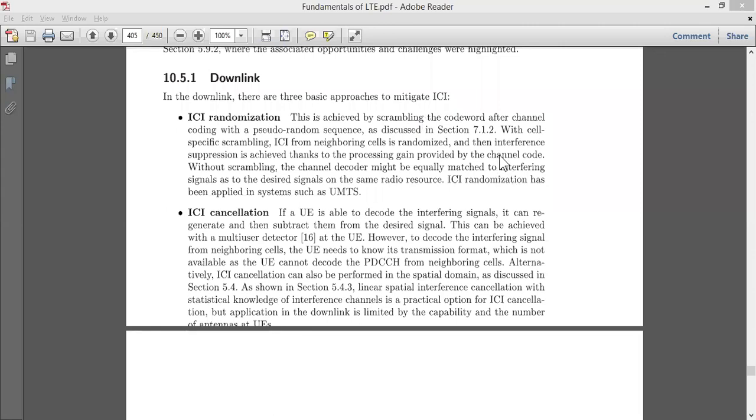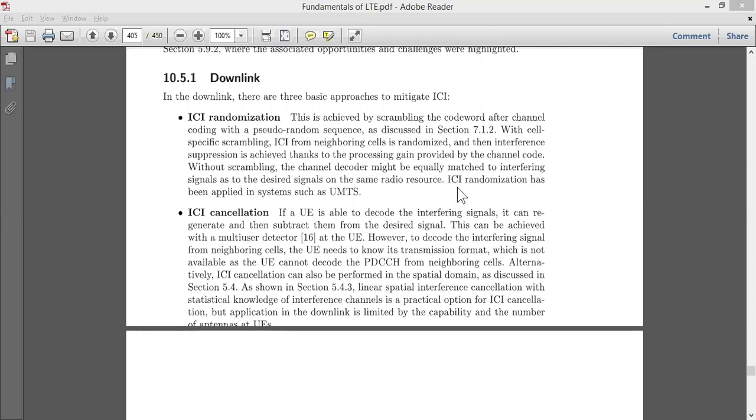Okay, and what happens if you do not scramble? If you want to transmit the same data, that is, if you want to download the same data without any scrambling at the channel coding, then the channel decoder might be equally matched to the interference signal as to the desired signal on the same radio resources. So that is the problem here. Therefore, better go for scrambling of data, because if you do not scramble, then by making use of some decoder, the signal gets matched, and then there is a problem again, because we have different codes entering the receiver side. So always go for scrambling of your data or scrambling of your code.